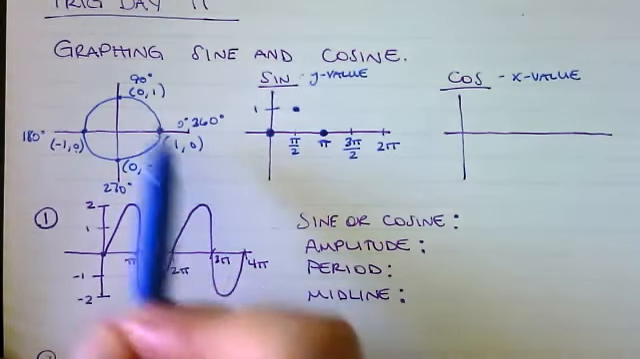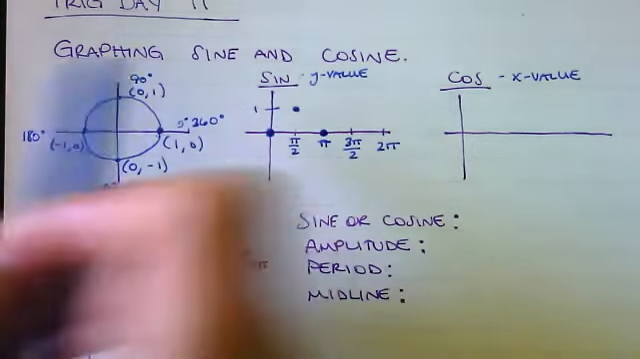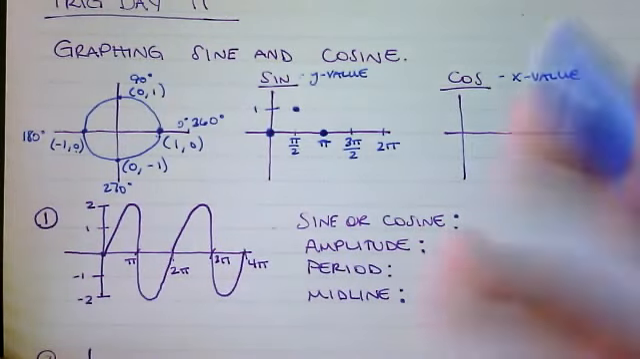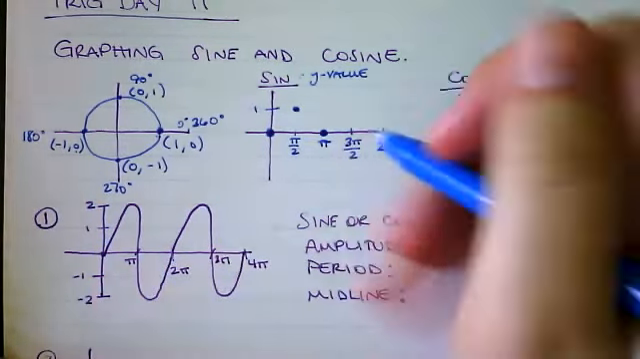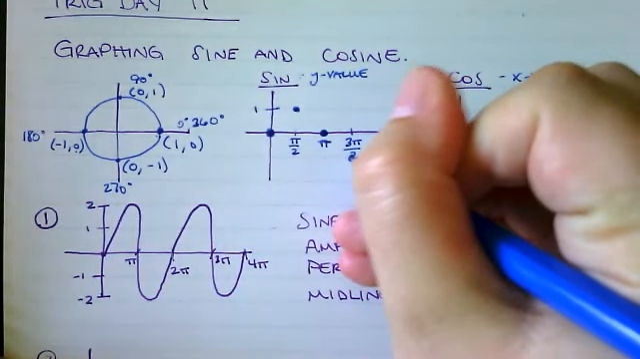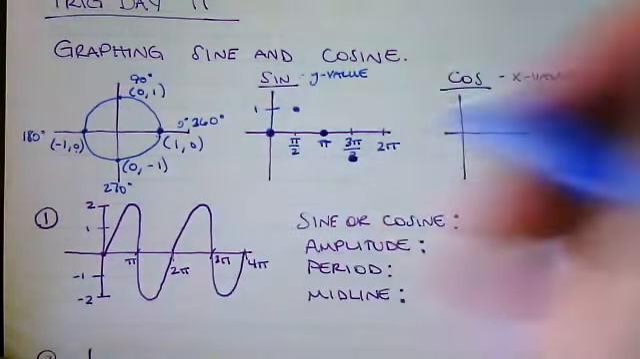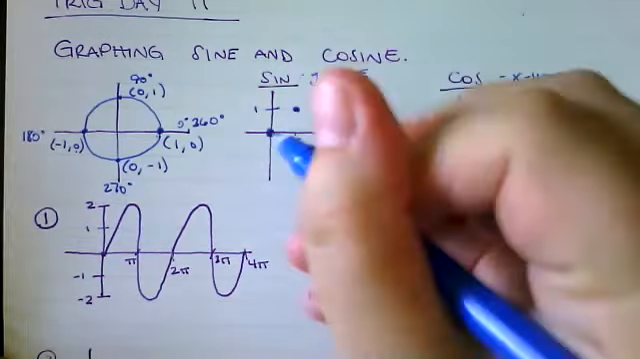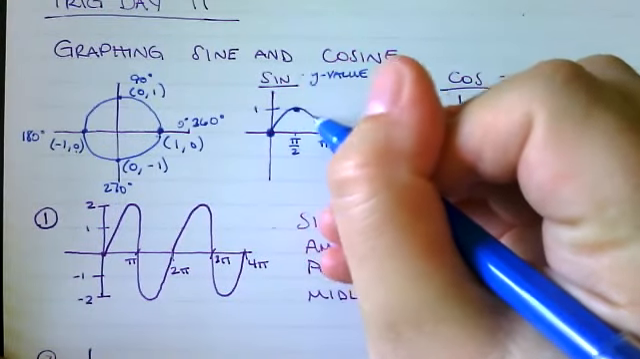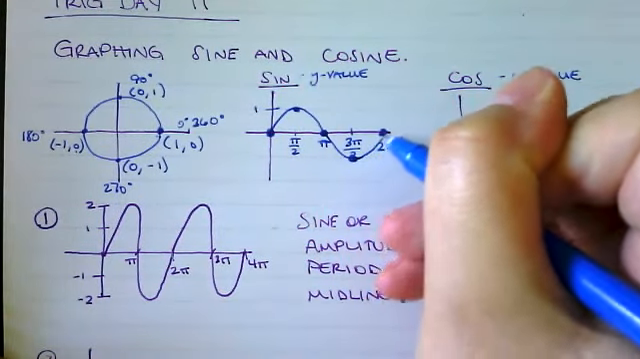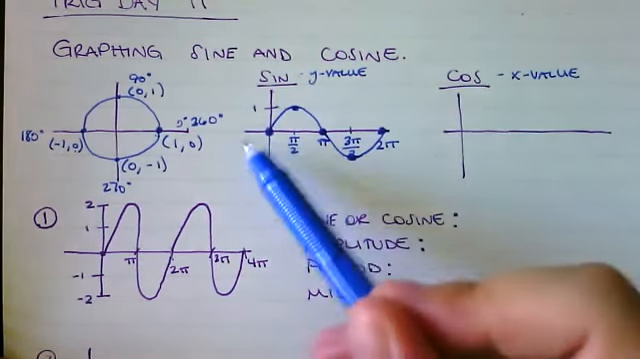So I'm just using my y values here. I'm almost going around the circle to get these points. So 3 pi over 2, 270 is going to be negative 1. So I'm down here. And then at 2 pi at 0, I'm back at 0. So when I'm connecting, it just looks like that. So that's one sine curve.